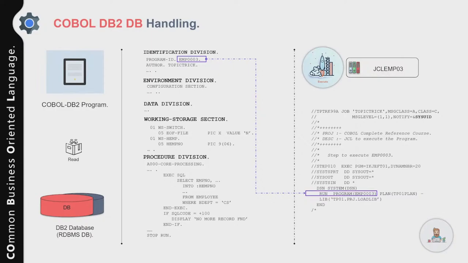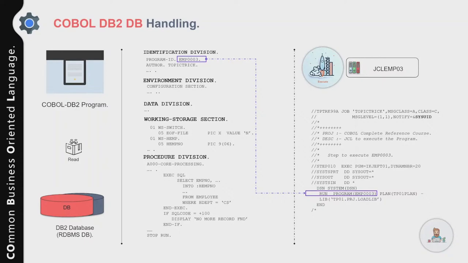Now coming back to our sample JCL, that is JCL EMP03, we have a job card, then we have a description, and after that we have step 10, which is actually executing a utility, that is IKJEFT01, and it is generally used to execute a COBOL DB2 program. And if you look at the SYSIN, you notice that we have specified the program name followed by the plan and the library. So this is how you can execute your COBOL DB2 batch programs.